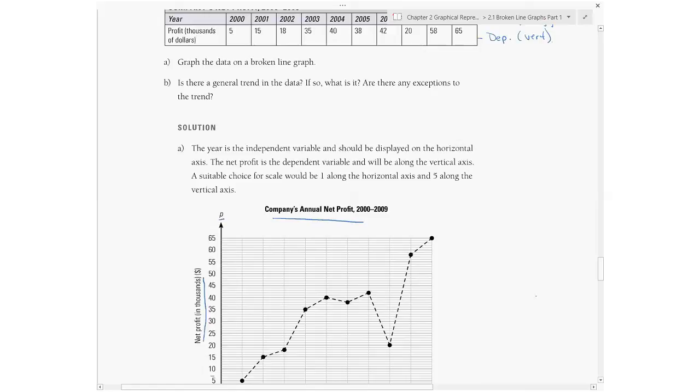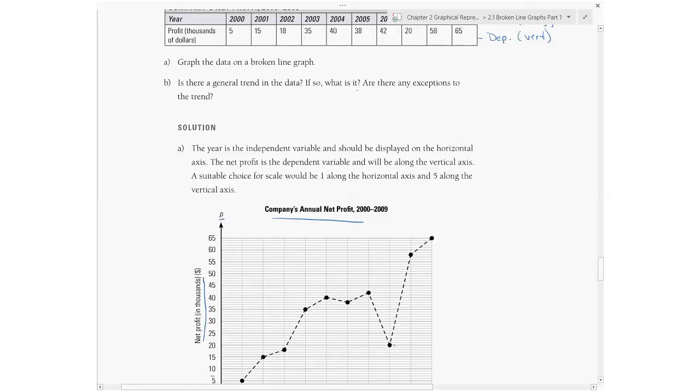And let's just look at this graph for a minute. It looks like, for the most part, other than here it dipped, and here it dipped a lot. So maybe in, let's see, what is that, 2005, 2007, they had a rough year. There could be stuff going on. Generally speaking, though, their profits have increased. So is there a general trend? Yes, generally speaking, the profits have increased each year.